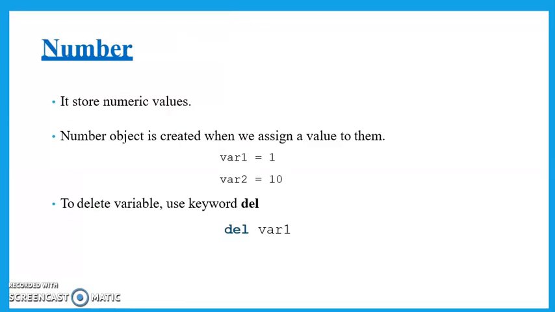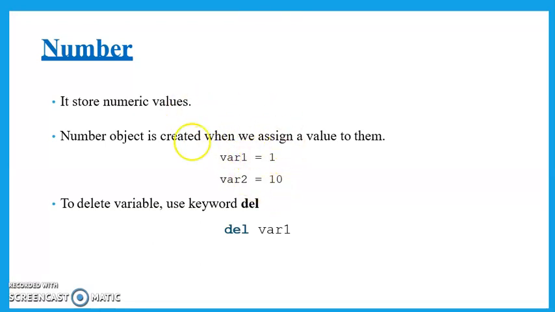The first data type, number, is used to store numeric values. A number variable or number object is created when we assign a value to it. For example, consider the statement var1 = 1. In this statement, variable var1 is created and it is initialized with the value 1. In the next statement, variable var2 is created and it is initialized with the value 10. So in Python, creation as well as initialization can be done in a single step.